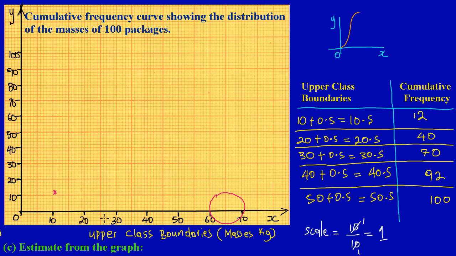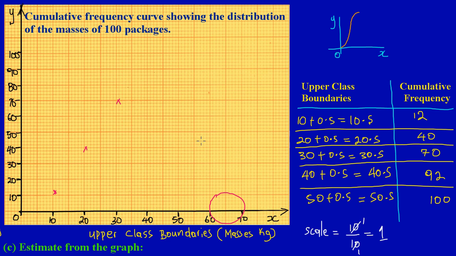Now moving on, I'm plotting 20.5 with 40. So I'm going up to 20.5, which would be here, and I'm stopping on my 40 line. That's right there. That's good. And then I'm plotting 30.5 with 70. So I'm going up on my 30.5 and I'm going to stop at 70. That looks pretty good. Exactly on that line I'm stopping right there.